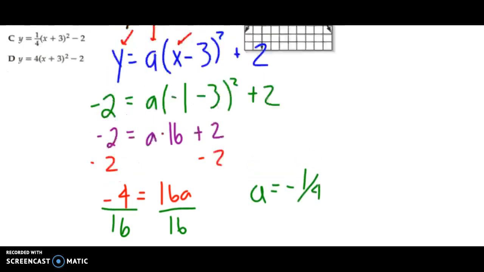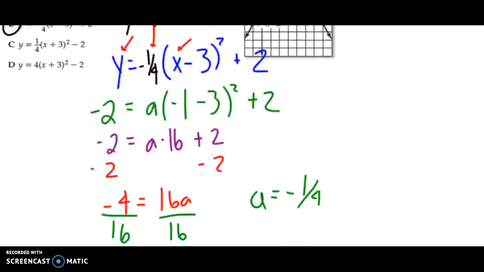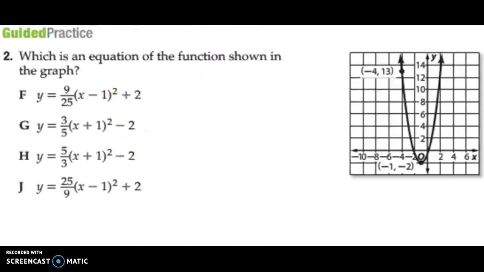And so now I go back to this equation right here, and a is really just -1/4. And so which one of these is the equation of my graph? It's going to be B. Here's a guided practice problem that you can try now.